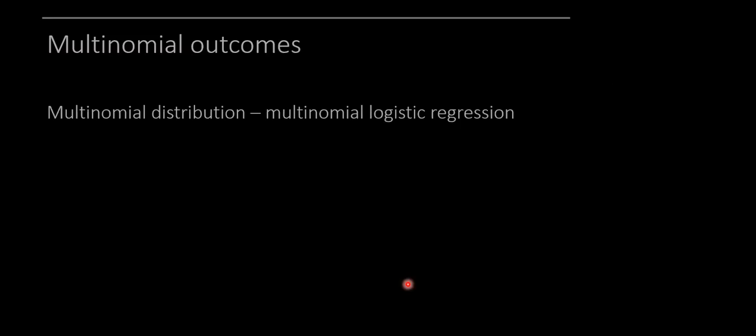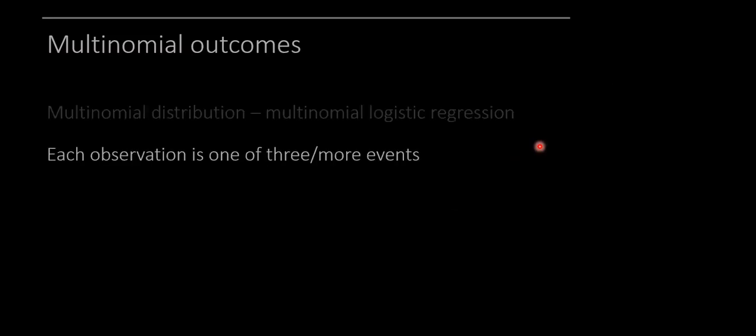Okay, last one that I wanted to look at before I touch on choosing the models or choosing the variables, and then we can look at some actual examples, would be multinomial outcomes. For multinomial outcomes, we use a multinomial distribution. Here, each observation is one of three or more events.